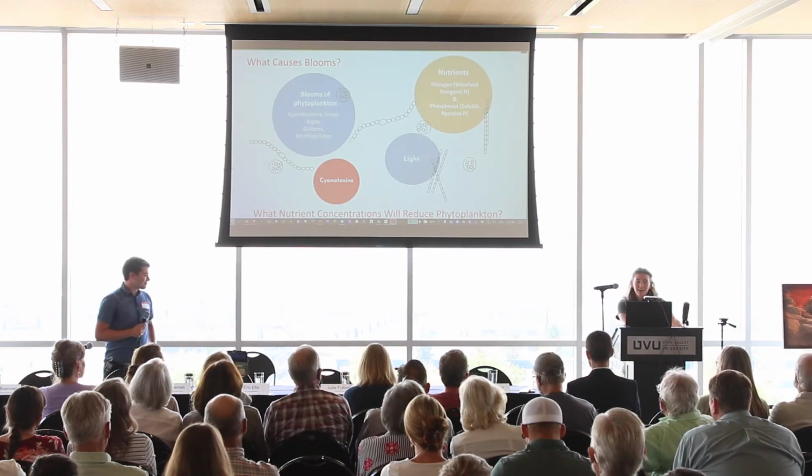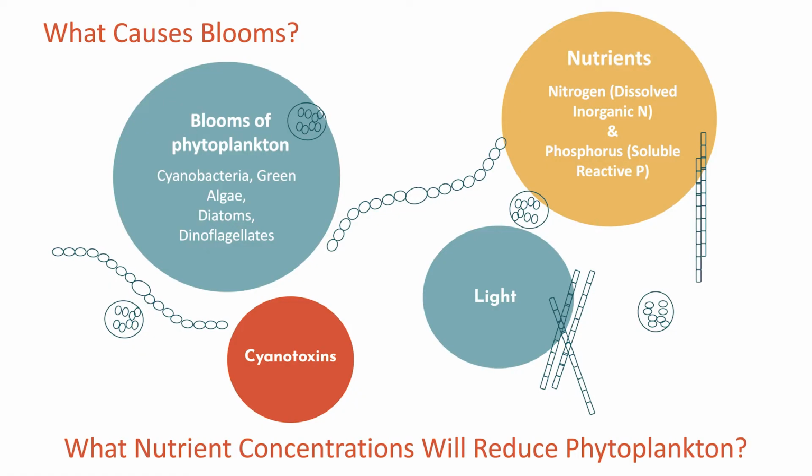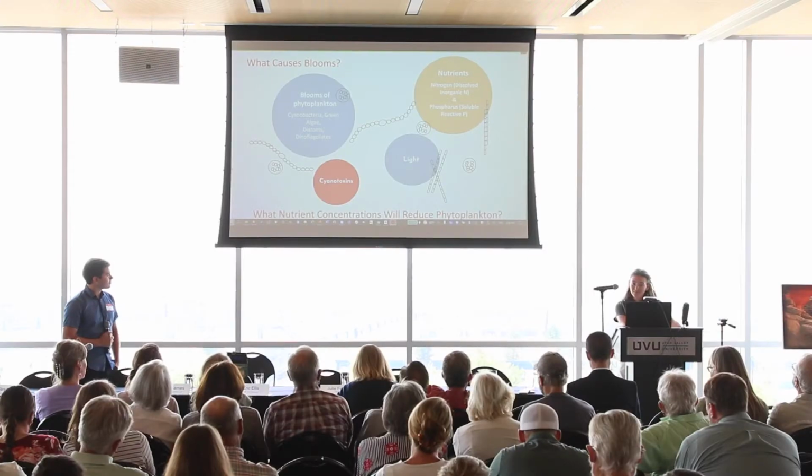So blooms on Utah Lake are made up of phytoplankton. And phytoplankton consists of cyanobacteria, which are prokaryotic organisms that produce really harmful toxins that are damaging to people and animals, as well as green algae, diatoms, and dinoflagellates, which are all eukaryotic organisms that do not produce any toxins but are still damaging to the overall ecosystem when in abundance.